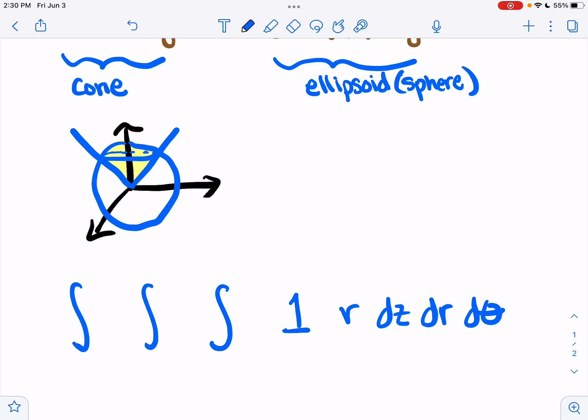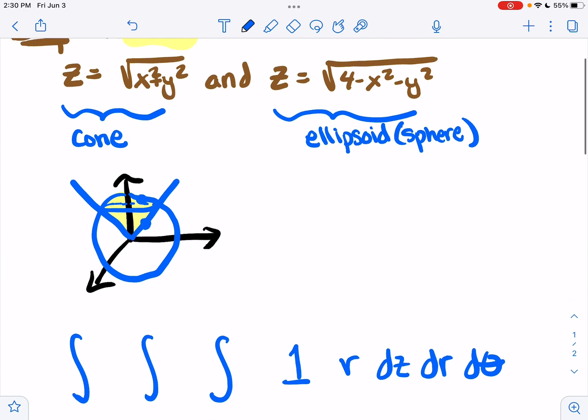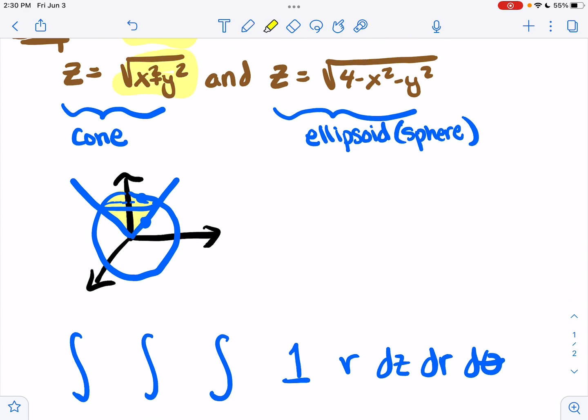And what do we have? Well, z is going from the cone below, right? If we think the cone is on the bottom here, up to the surface of the sphere on top. So z goes from the cone below, and z is the square root of x squared plus y squared. In cylindrical coordinates, that's r, because r squared is x squared plus y squared. So z is r, and it's going up to the square root of 4 minus r squared up above. It's going from the cone below up to the surface of the sphere above.